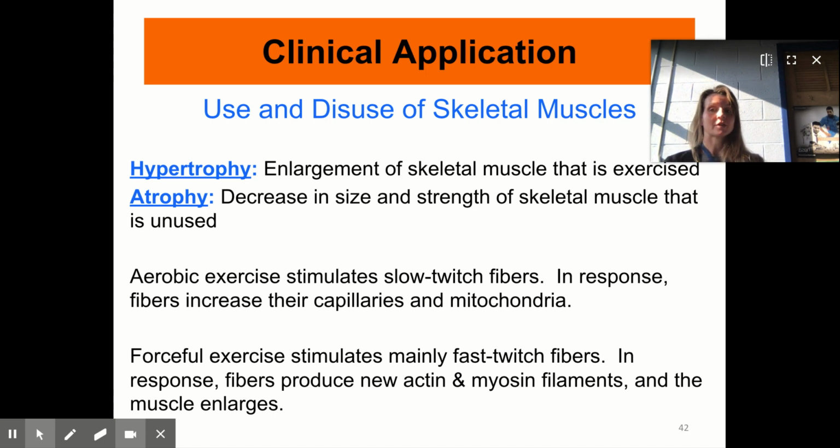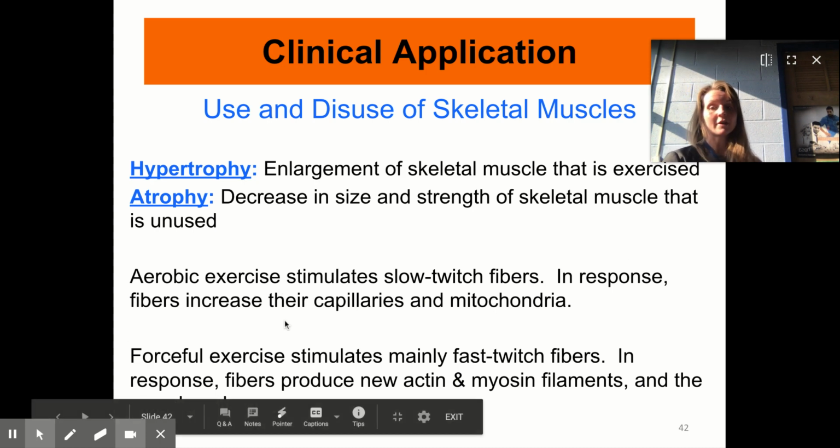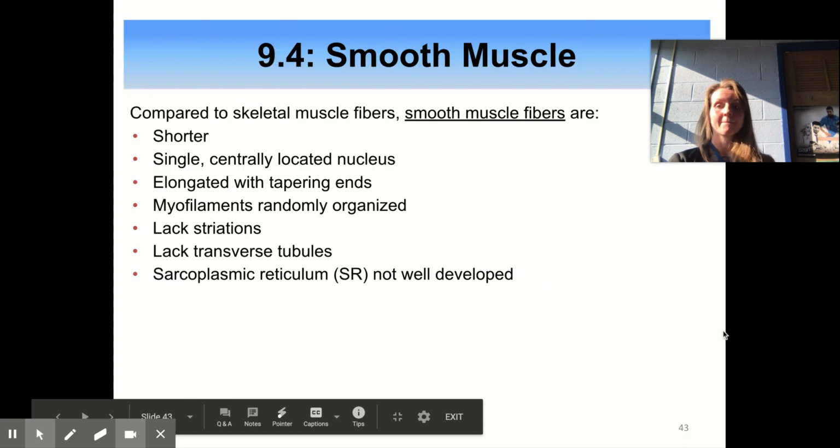Aerobic exercise stimulates slow twitch muscle fibers. In response, fibers increase their capillaries and their mitochondria. Force exercise stimulates many fast twitch fibers, so this would be more like running fast. In response, fibers produce new actin and myosin filaments, and the new actin and myosin filaments make the muscle grow more.